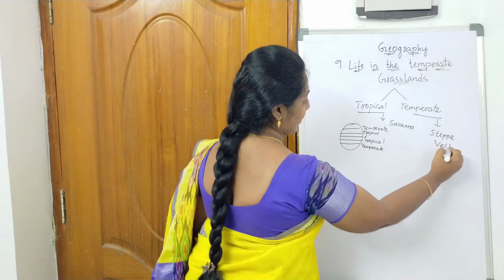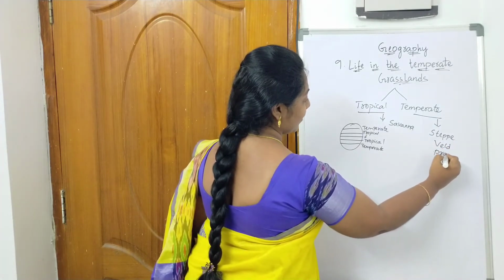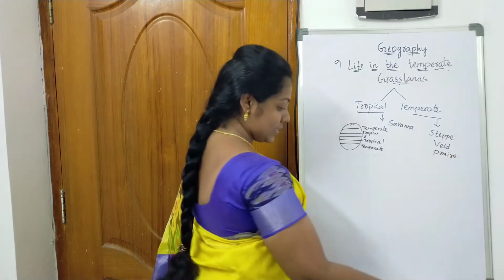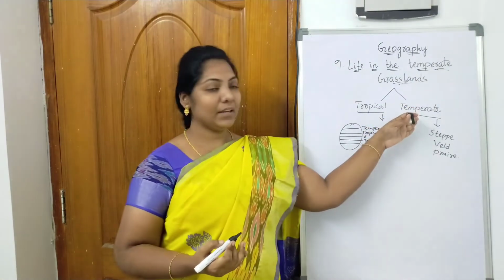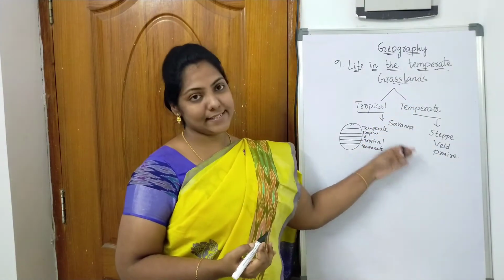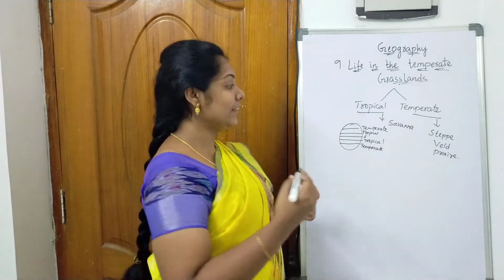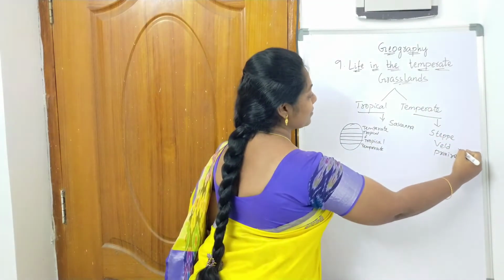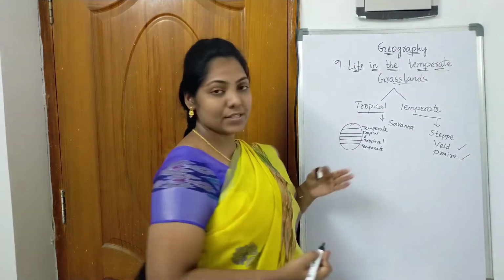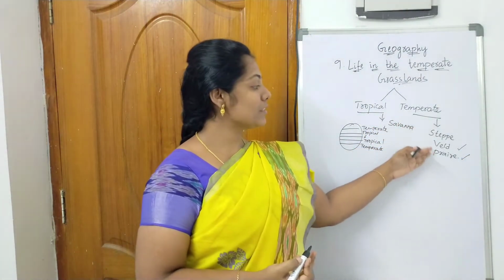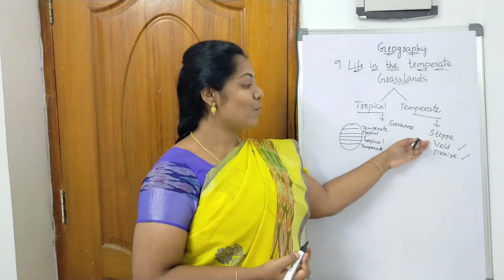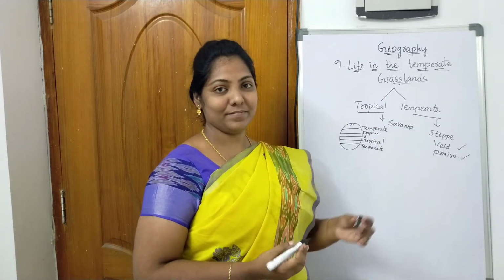veld, prairie. You can see in your textbook there are many examples for temperate grasslands, and in this lesson we are going to learn only about veld and prairie. So in this lesson we are going to learn about the temperate grasslands of veld and prairie.